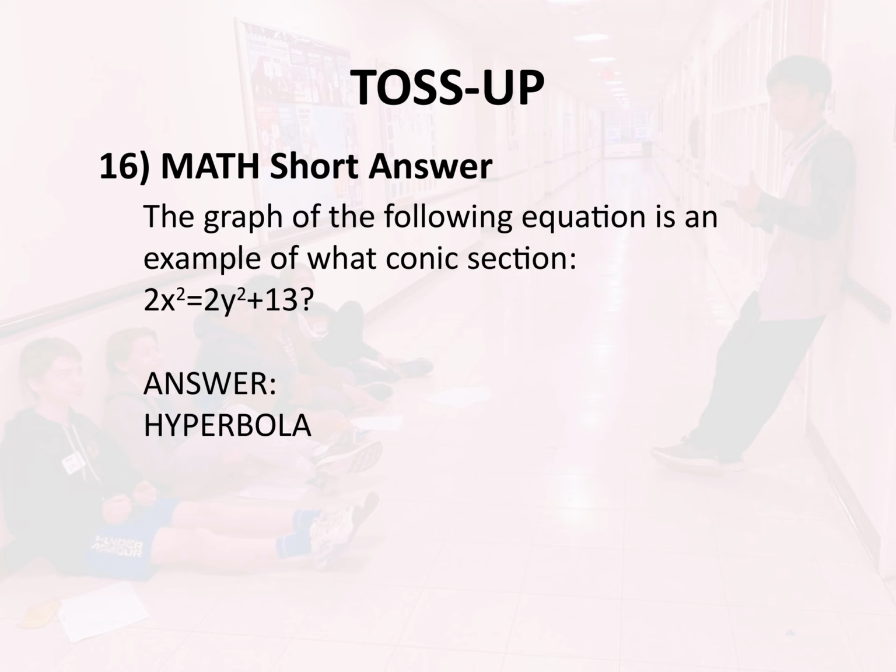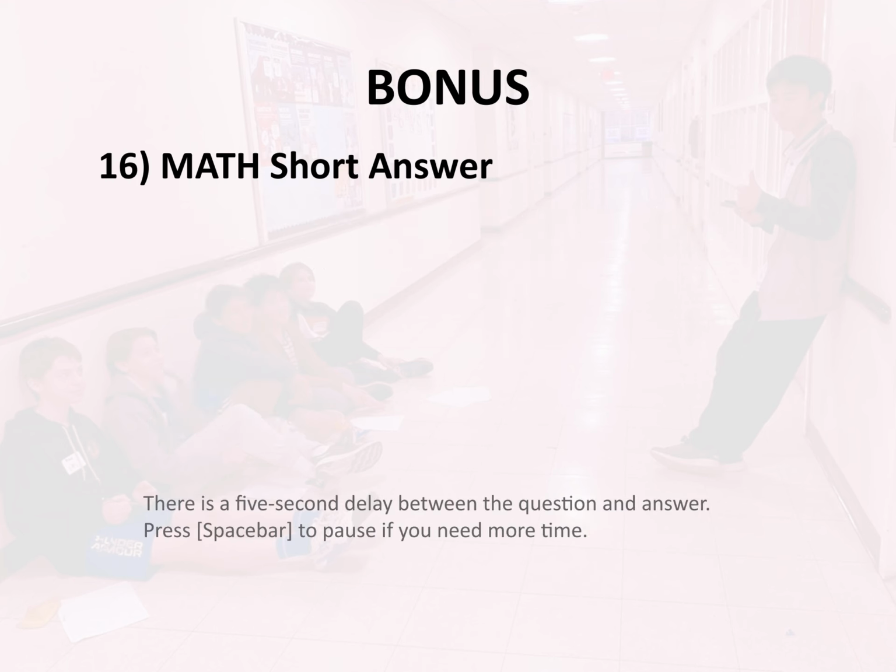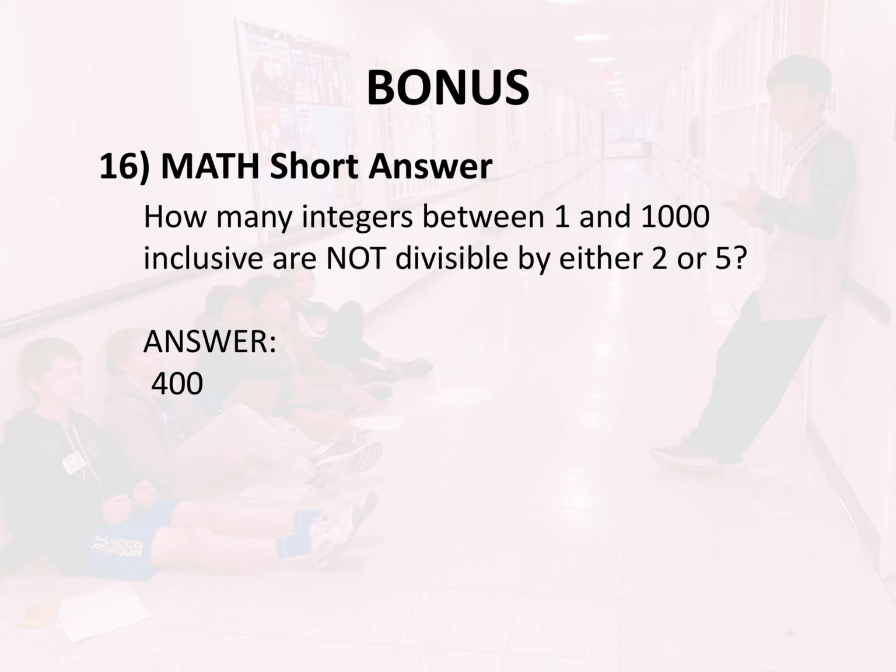Bonus 16. Math. Short answer. How many integers between 1 and 1000 inclusive are not divisible by either 2 or 5? Answer: 400.